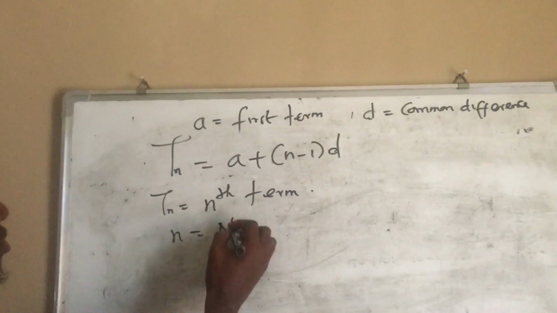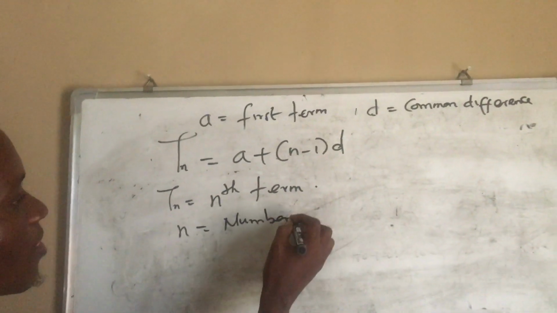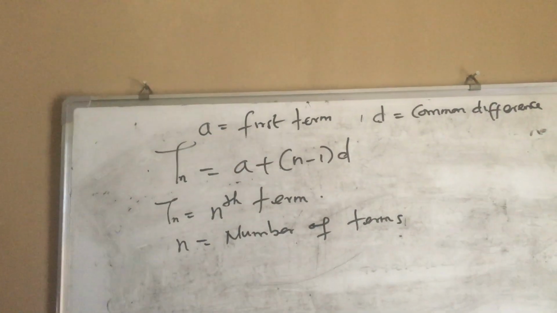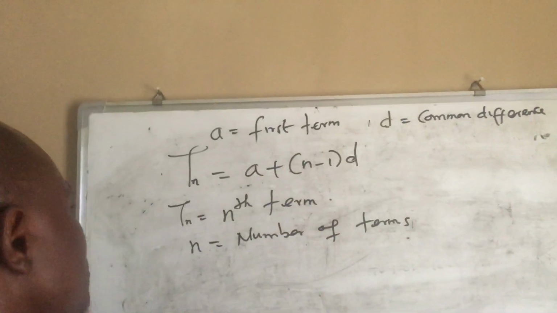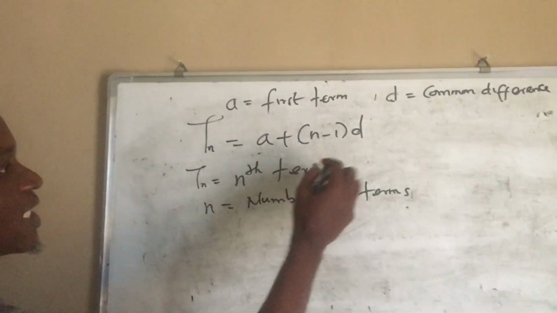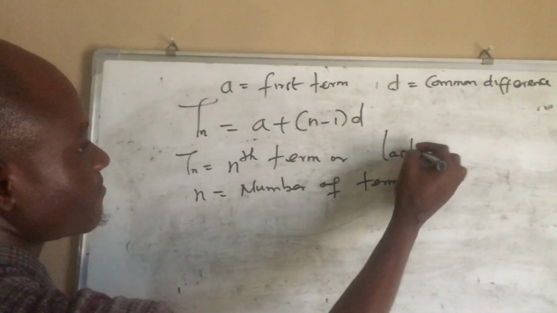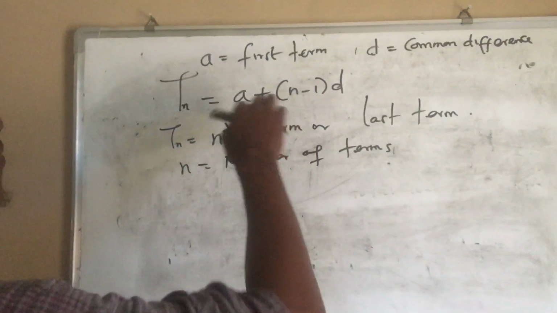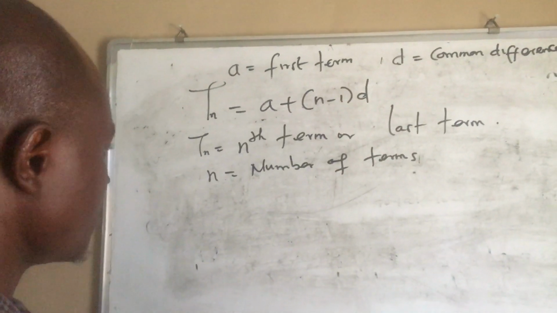N is called the number of terms. Our a is the first term, and our d is the common difference. The nth term, sometimes called the last term, is given by this formula for the nth term of an AP.